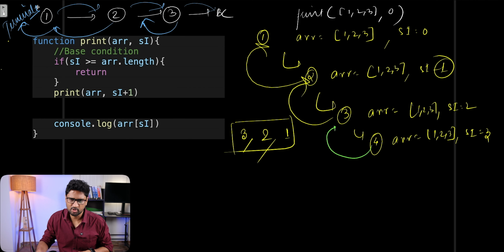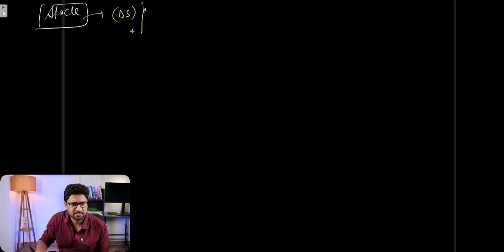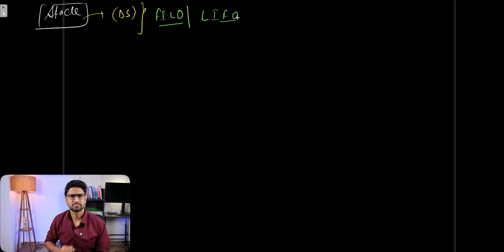This is happening because of a concept called a stack. Now, stack is a data structure that we're going to learn in detail in future lectures. But as of now, try to understand that a stack is a kind of data structure which follows the principle of first in, last out, or you can say last in, first out.